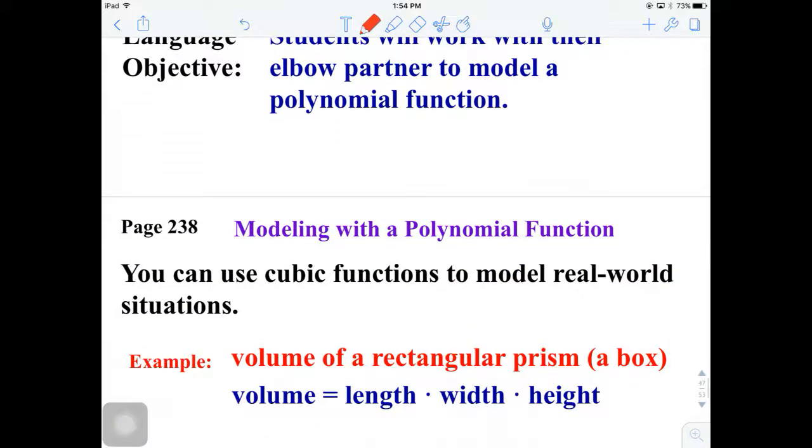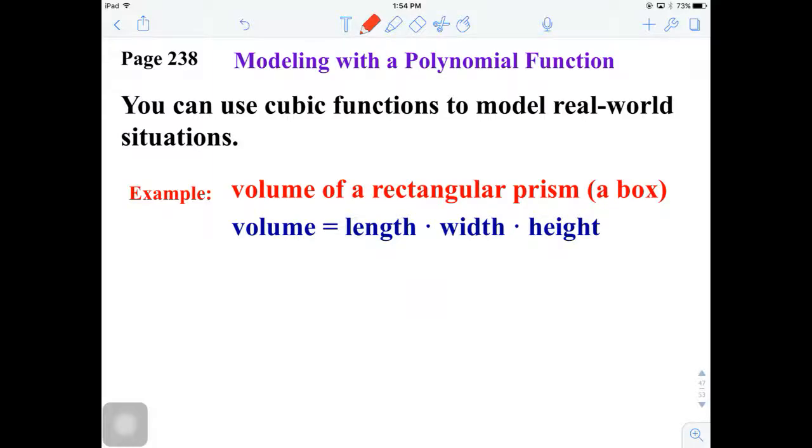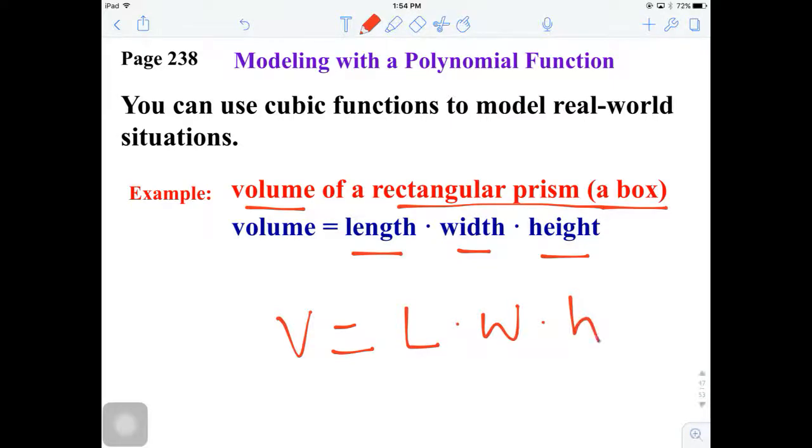And here we go, modeling a polynomial function using real-world situations. So we're going to just review some pre-knowledge from previous lessons, so that we can apply it to the real-world problem, because we're going to be dealing with a 3D box. So we need to review the volume of a rectangular prism, which is a box. The volume is defined by length times width times height. So volume equals length times width times height. That's a formula that everyone should be very familiar with, because you should have learned the volume of a three-dimensional figure in the past.